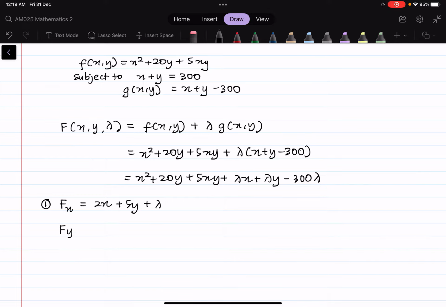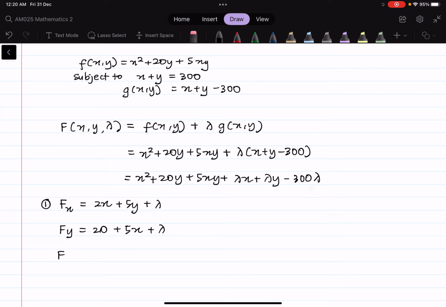F sub y. Let us differentiate x squared with respect to y, which is 0. Differentiate 20y with respect to y is 20. Differentiate 5xy with respect to y is 5x. Differentiate lambda x with respect to y is 0. Differentiate lambda y with respect to y is lambda. Differentiate negative 300 lambda with respect to y is 0.